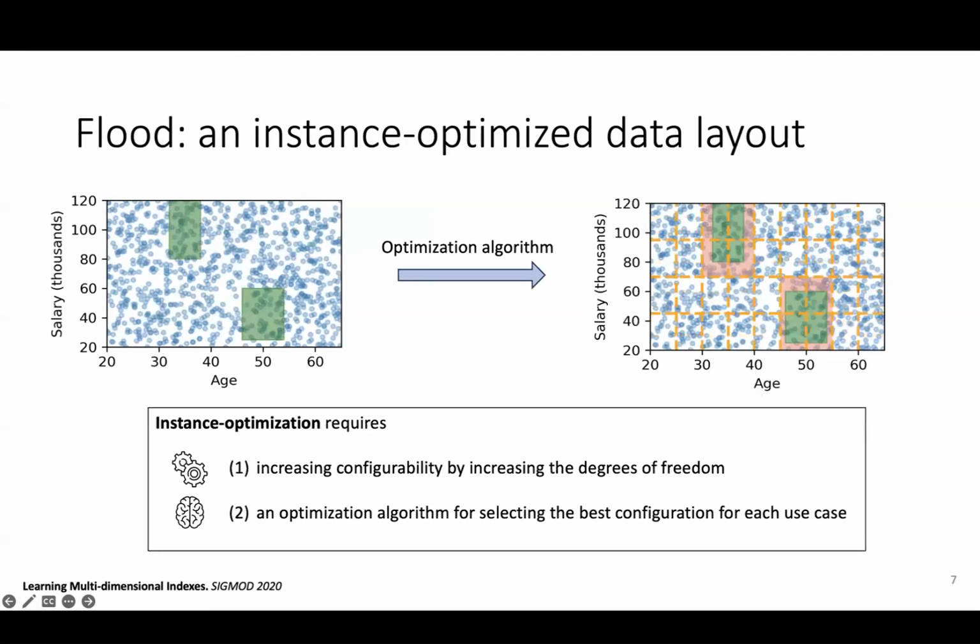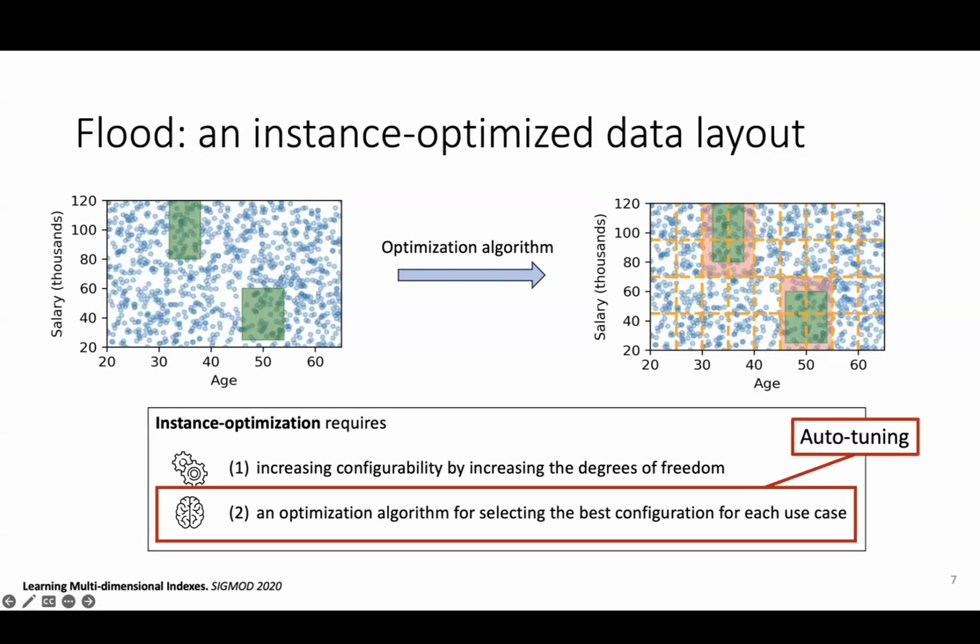First, Flood increased the degrees of freedom by sorting by a grid instead of by a single dimension, which increases the number of possible configurations. And second, Flood introduced an optimization algorithm that automatically selects the best configuration given a use case. So both of these steps are necessary for instance optimization. Note that if we just did the second step, it would be auto-tuning.